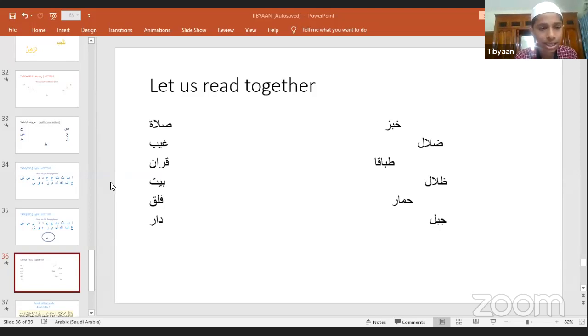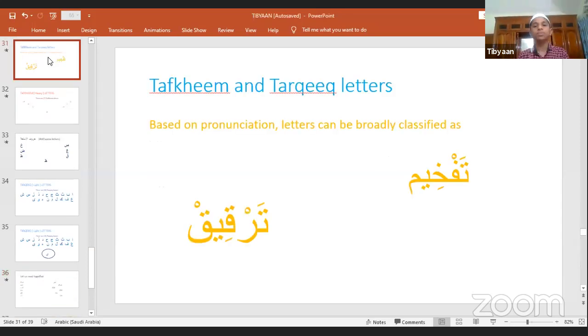So I'll just give a recap on what we learned today. First, there are two classifications based on pronunciation. On origin, it is throat letters and lip letters. These are pronunciation. It can be classified into tafkheem and tarqeeq.